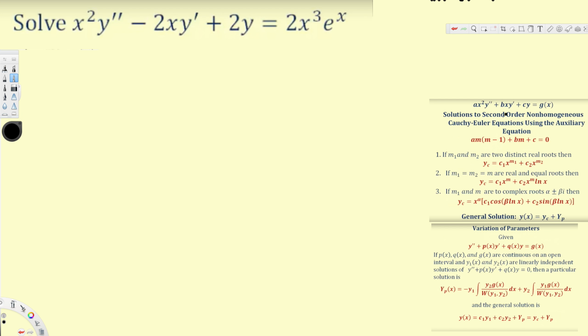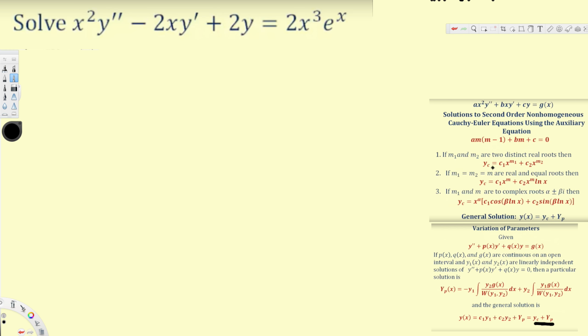After you identify it's a Cauchy-Euler equation, to solve it we have to have a complementary solution, yc, and also a particular solution, because the final answer, the general solution, is going to be yc plus yp. So we have to have the complementary solution and also the particular solution.